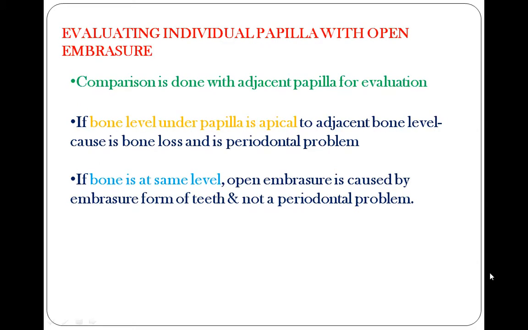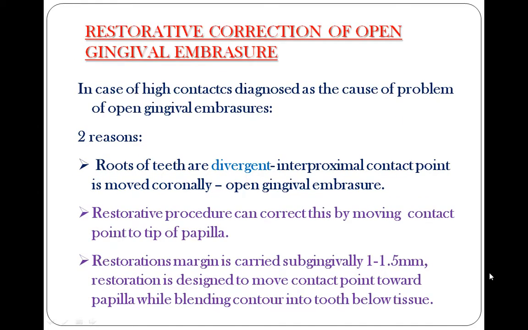Now when evaluating the individual papilla, the comparison is often done with the adjacent papilla. The first situation is when the bone under the papilla in question is apical to the adjacent bone level. Now this happens due to bone loss, and this is purely a periodontal problem. If the bone is at the same level as the adjacent papilla, the problem is not that of the periodontium, but the problem is of an open gingival embrasure. So how do we correct this problem of open gingival embrasures?